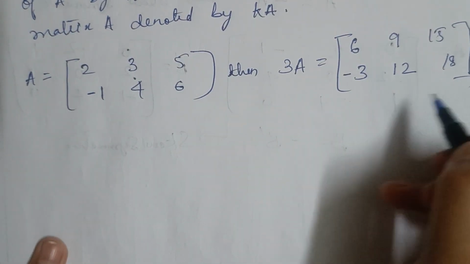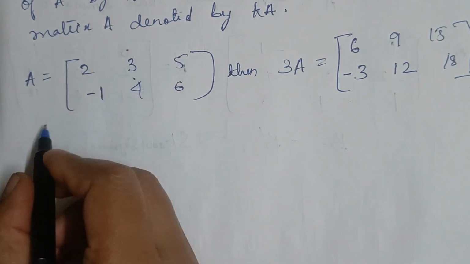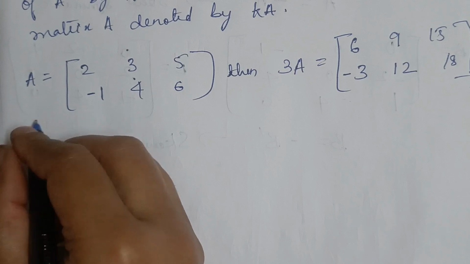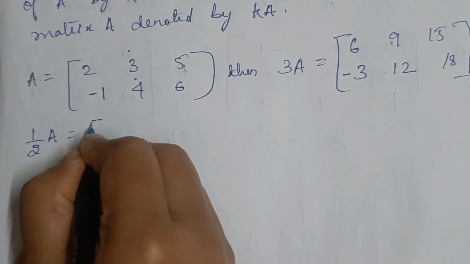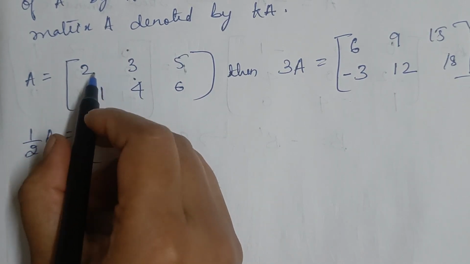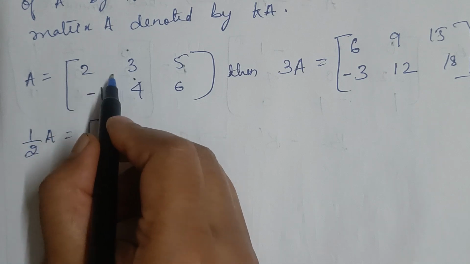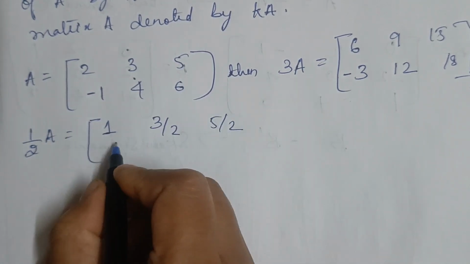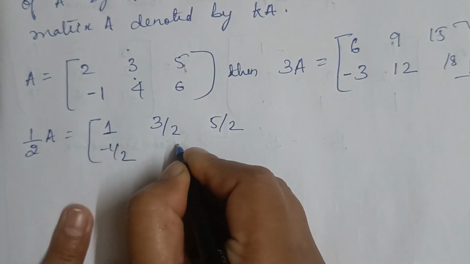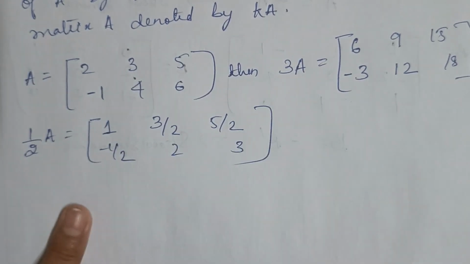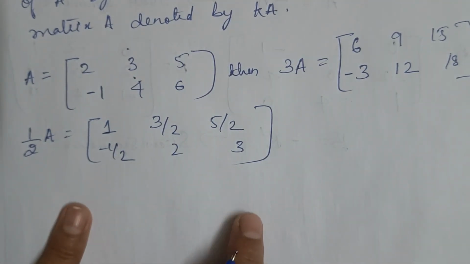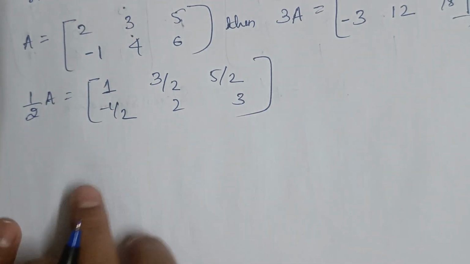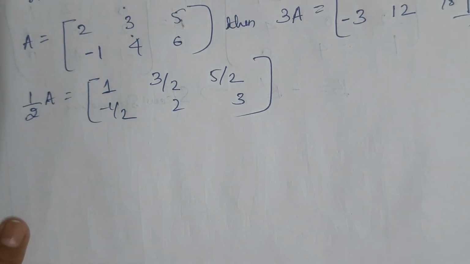Also, we can multiply with 1 by 2 each and every element of matrix A. So it is going to be 2 by 2, which is 1, then 3 by 2, 5 by 2, and minus 1 by 2, 2 and 3. I hope you understood the scalar multiple of a matrix. And these are the examples. Now we will see the sum and difference of two matrices.